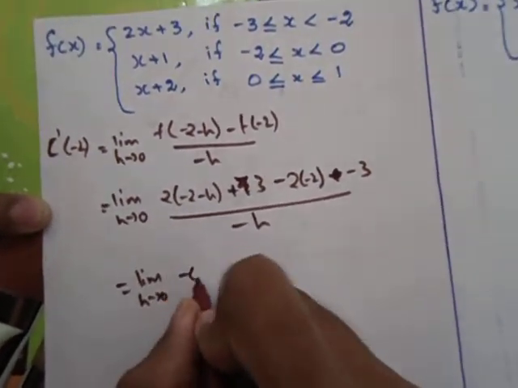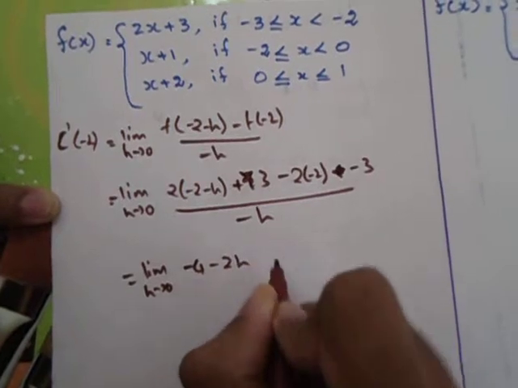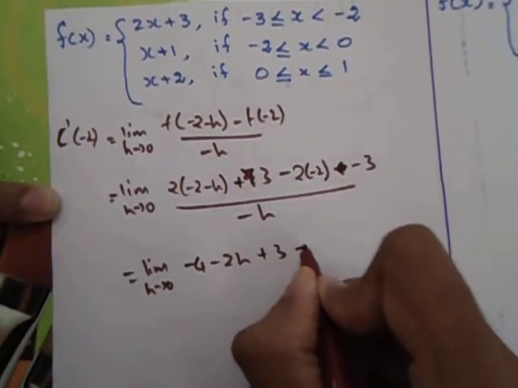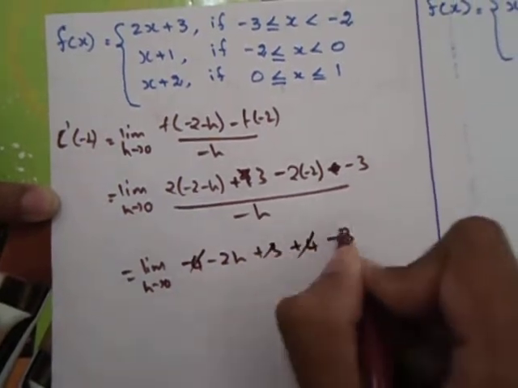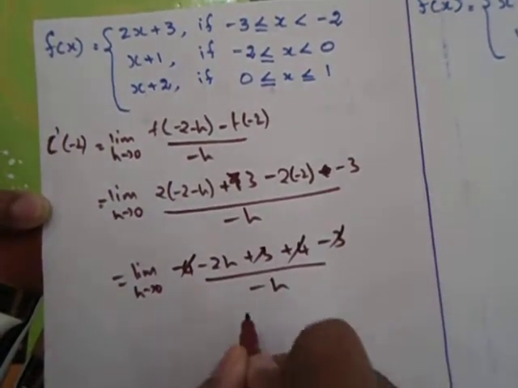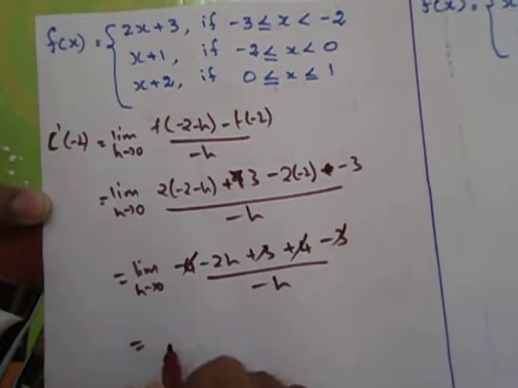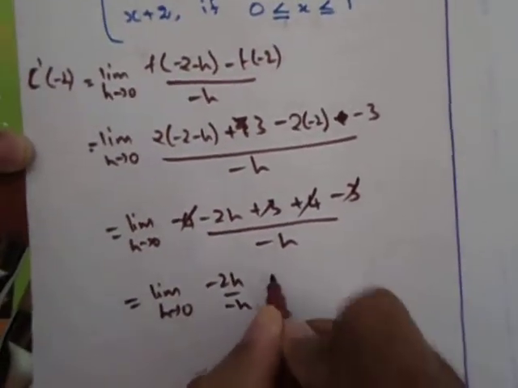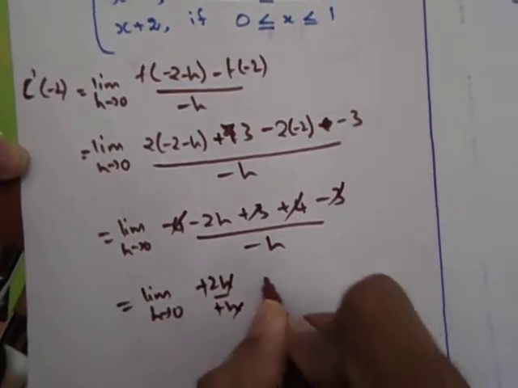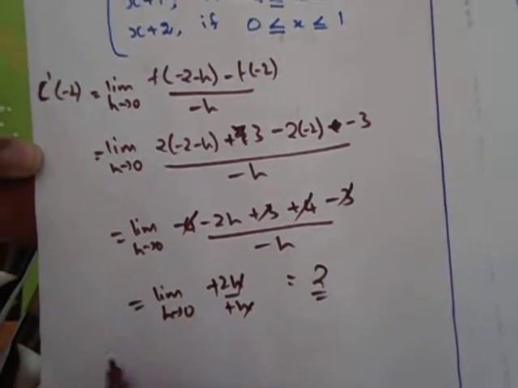This gives us limit h tends to 0, 2 into -2 is -4 minus 2h plus 3 plus 4 minus 3. So we see these two get cancelled by minus h. So this gives us limit h tends to 0 minus 2h by minus h. Minus gets cancelled, h gets cancelled, so the answer is 2.